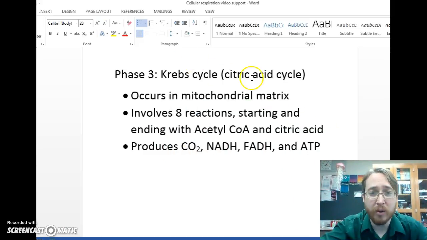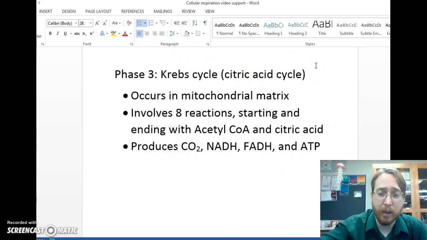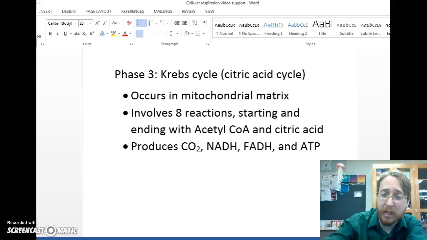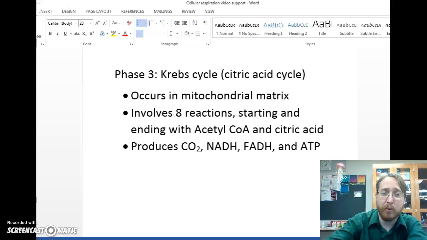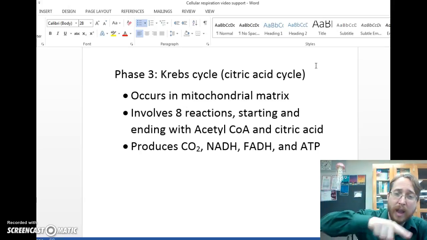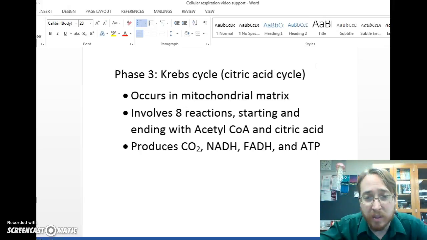The Krebs cycle, or the citric acid cycle, occurs in the mitochondrial matrix. That's why we had to have the transition step, so that we could get our carbon molecules from glucose into the mitochondrial matrix. It has these looping reactions that start and end with acetyl-CoA and citric acid, and it produces carbon dioxide, NADH, an electron carrier, FADH, which is another electron carrier, which we will use later, and ATP, a little bit of ATP. That's what the citric acid cycle is for.